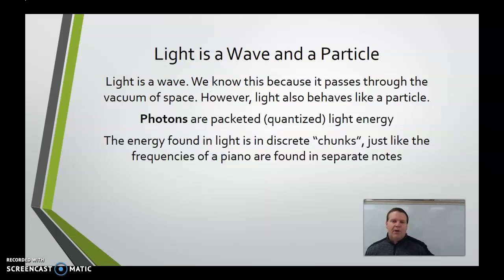However, when light acts as a particle, it's called a photon, which is basically just packeted, quantized light energy. So when you have these little packets of light energy coming to you from the sun or from a light bulb or whatever the case is, those little light packets are called photons. They're just the little individual chunks of light, and that's what actually arrives at us. So understand that light can be both a particle and a wave depending on how you want to treat it.